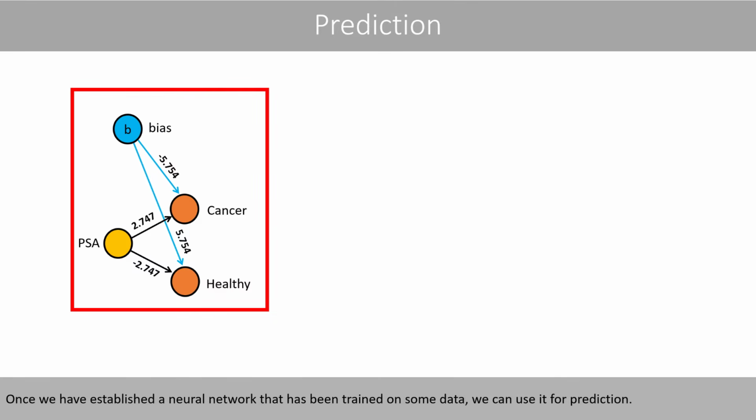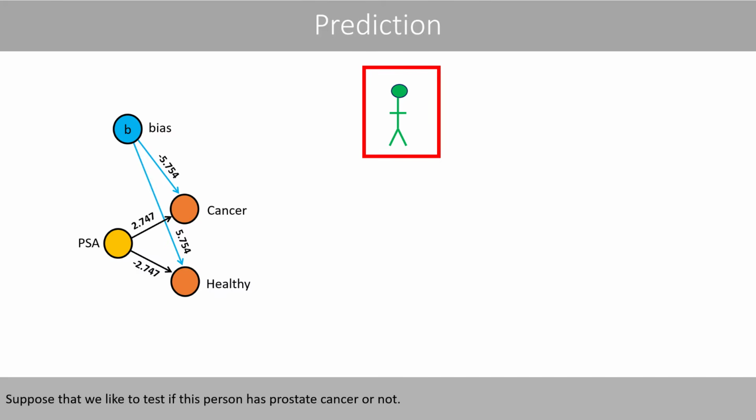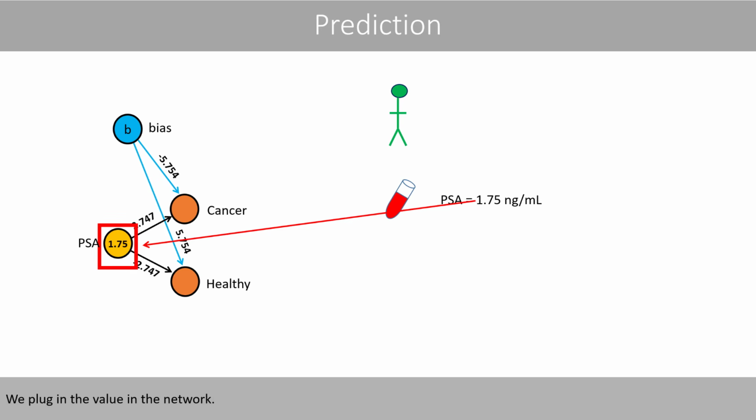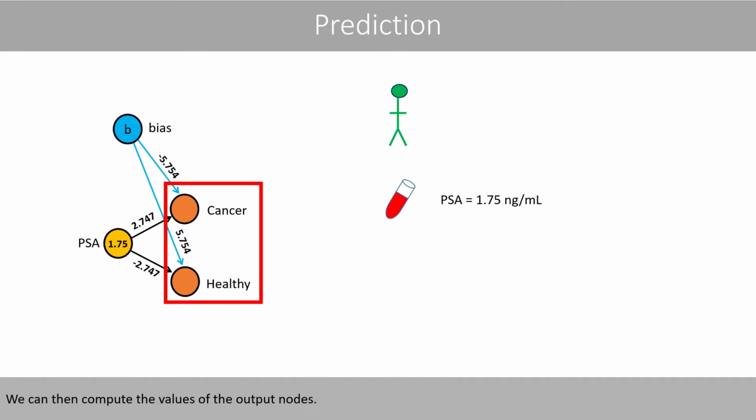Once we have established a neural network that has been trained on some data, we can use it for prediction. Suppose that we would like to test if this person has prostate cancer or not. From a blood sample, we measure the PSA concentration to 1.75 nanograms per ml. We plug in the value in the network. We can then compute the values of the output nodes.